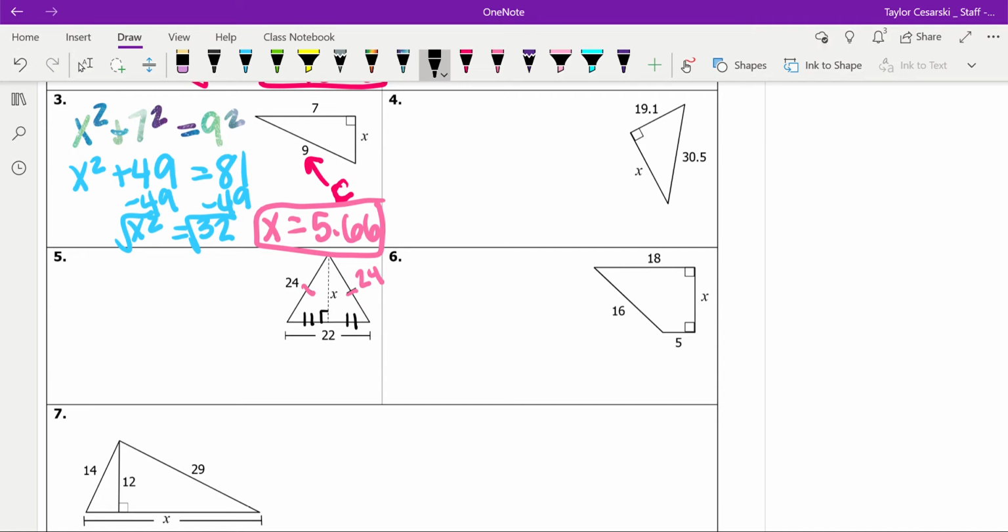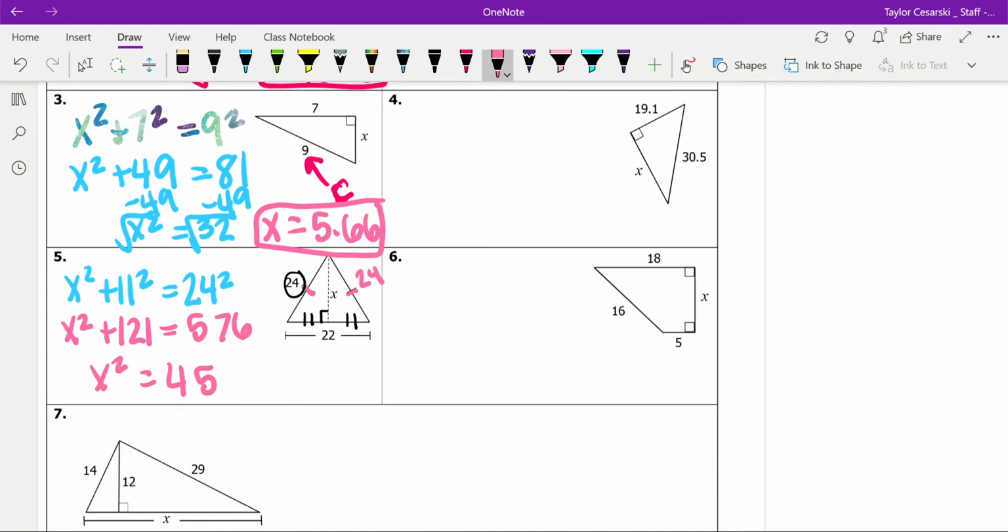Okay, so therefore we have a right triangle with 24 being our hypotenuse. So we have x squared plus 11 squared equals 24 squared. Remember, you can switch around the x squared and the 11 squared, that's fine, but 24 has to be your hypotenuse. So we get x squared plus 121 equals 576. When we subtract 121 from both sides, x squared equals 455. Take the square root of that, and to 2 decimal places, I get 21.33.